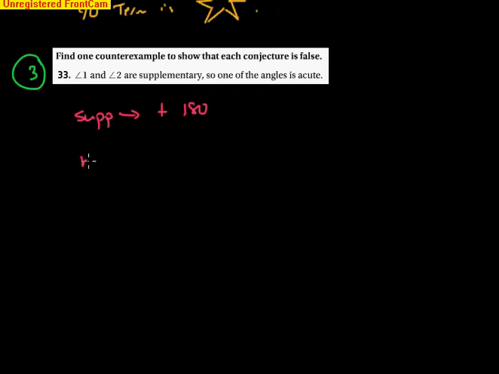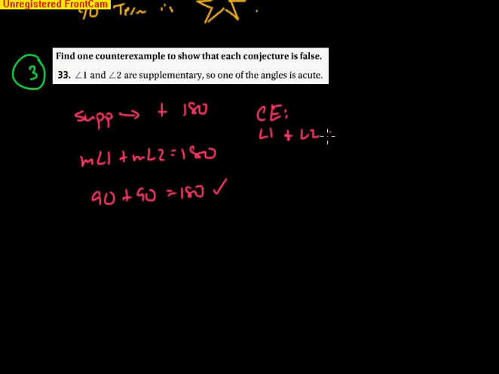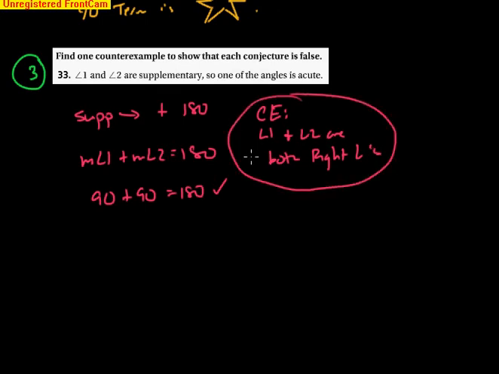Well, think about this. If the measure of angle 1 plus the measure of angle 2 equals 180, then what if they were both 90 degrees? If they're both 90 degrees, 90 plus 90 is 180. That checks out. So neither angle is acute. So the counterexample here is angle 1 and angle 2 are both right angles. And this would be the counterexample that would show that you don't need to have one acute angle.